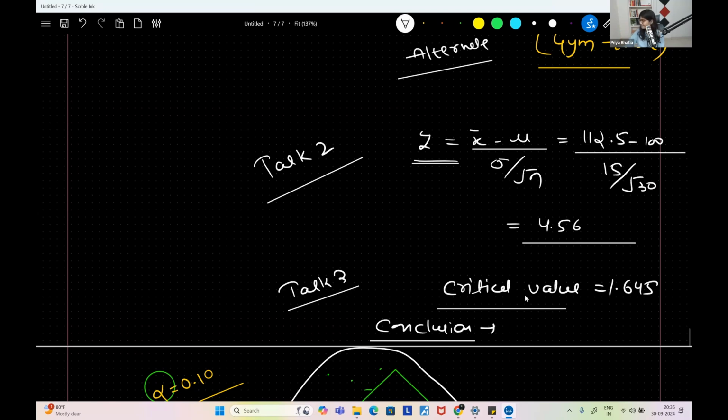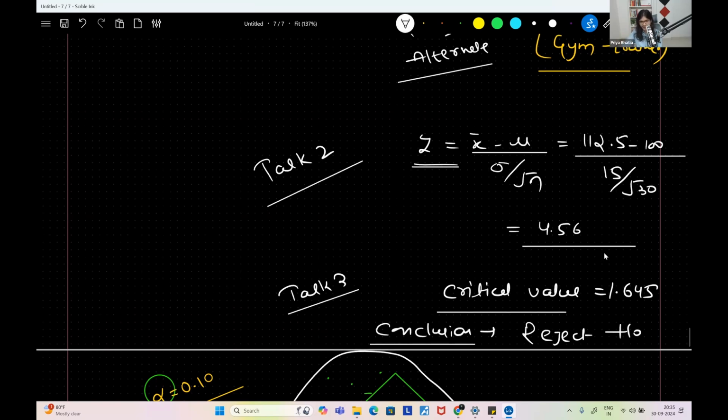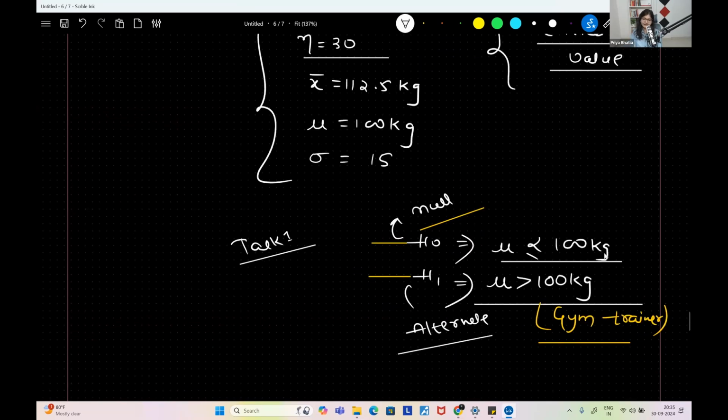Tell me what conclusion I should make. In this case, you can easily observe the critical value is not bigger than the statistical value which we are getting. So we will reject the null hypothesis. What is the meaning of rejecting the null hypothesis? It means that what the gym trainer is saying holds: the average weight is not less than or equal to 100 kg, so it is more than 100 kg. He is correct, right? That's the main inference.